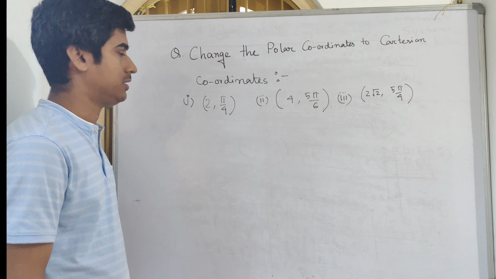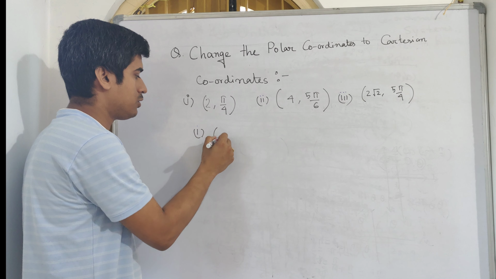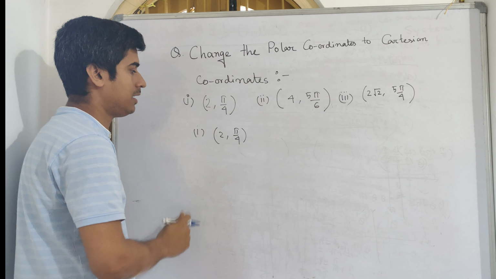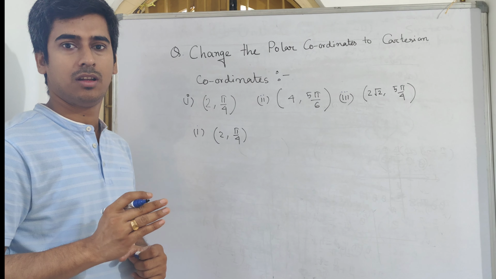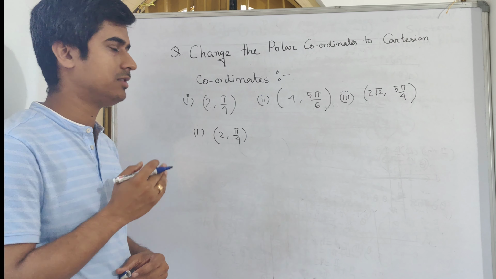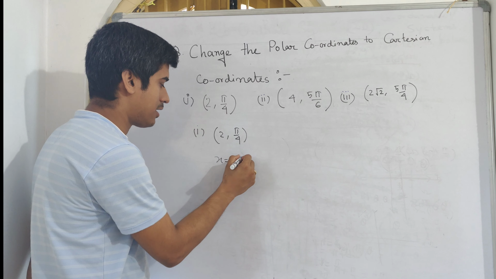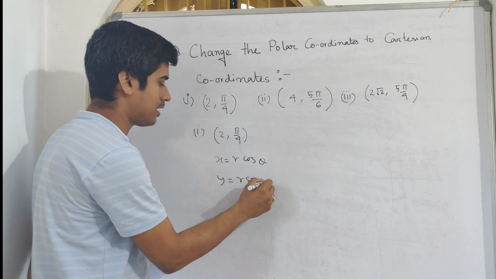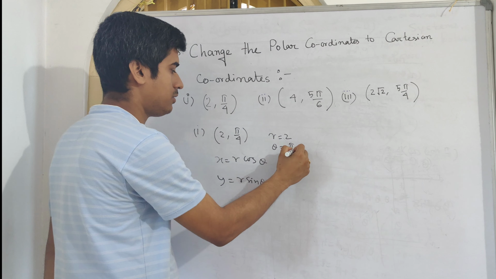Now we will solve the first one. Here the given point is (2, pi by 4). It is a polar coordinate and the angle is pi by 4. So the angle is in the first quadrant, so the Cartesian coordinate will also be in the first quadrant. Now let us check. We know that x equals r cos theta and y equals r sin theta. Here r equals 2 and theta equals pi by 4.